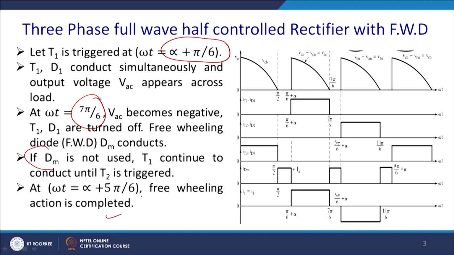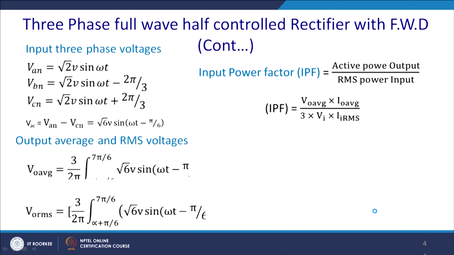So, this is the output voltage, this is CB, this is AC, thereafter BA and CB, and this is the current through the thyristor T1, and it will be a square wave kind of thing, and thereafter this is the current through the thyristor T2 and D2. Similarly, it is the current through the thyristor T3 and D3, and this is the interval where the freewheel diode will conduct, and the input current will have this kind of sequence of 120 degree conduction.